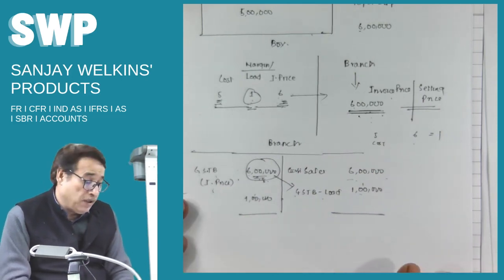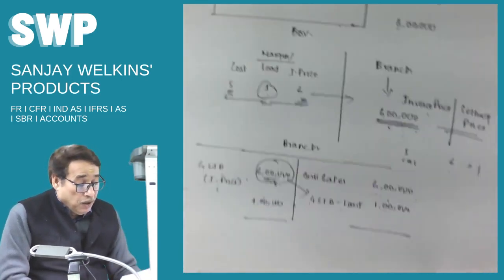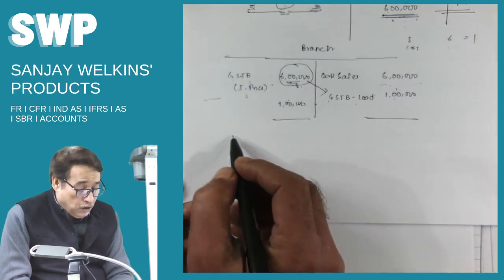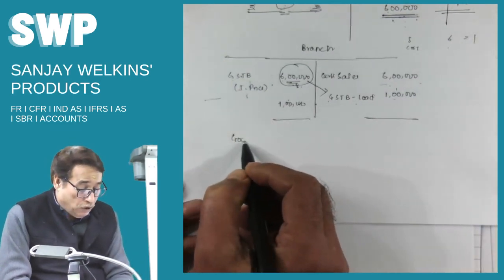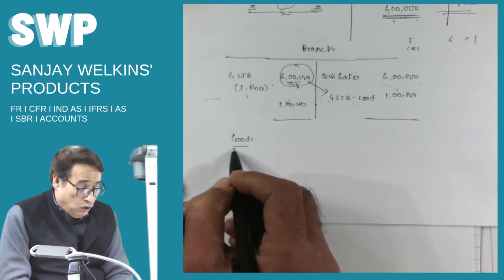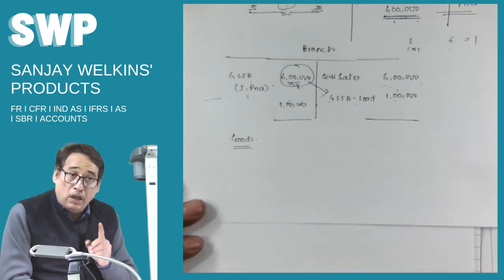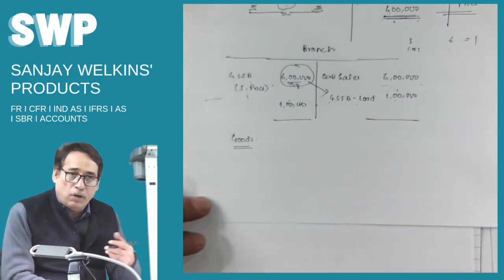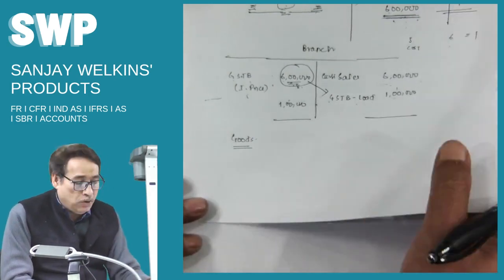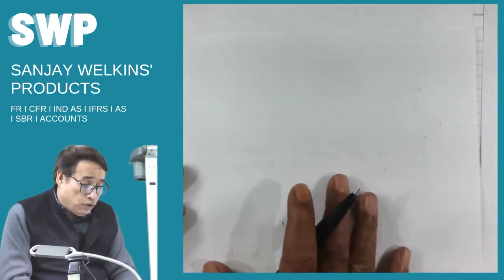The second important point is that loading could be only on goods. Loading cannot be on anything else. Loading could be only on goods. It cannot be on sales. Is it clear to you or not? Loading could be only on goods.